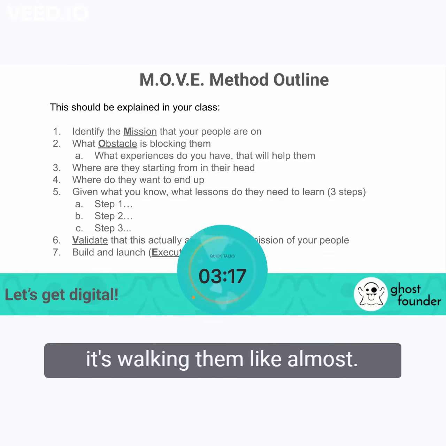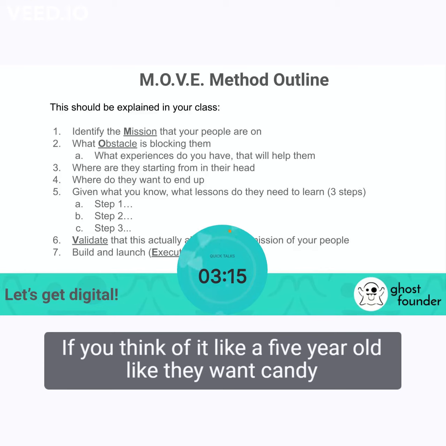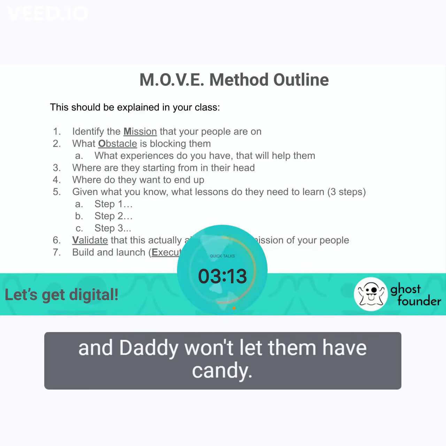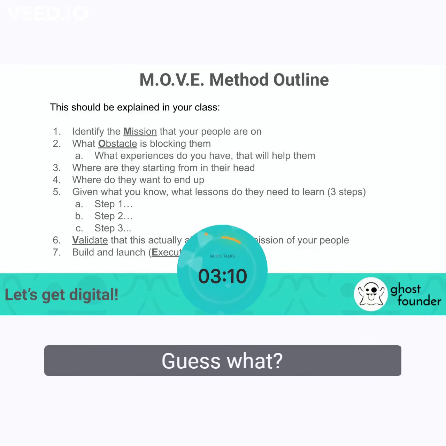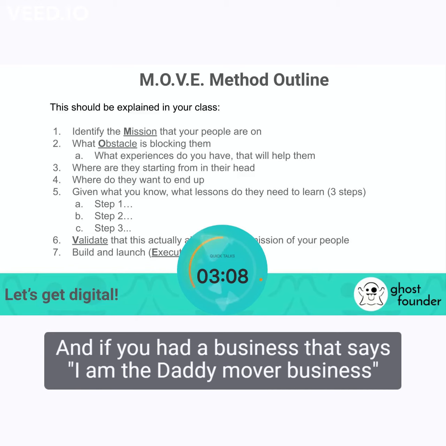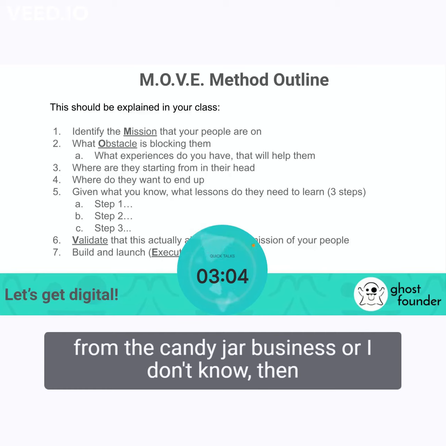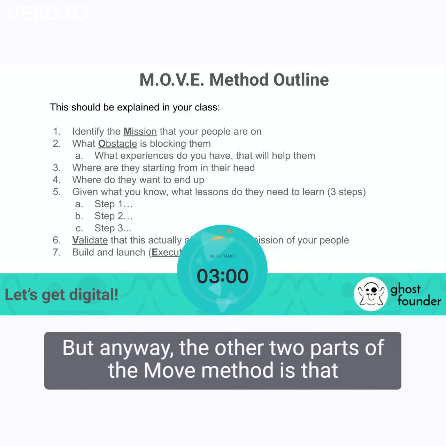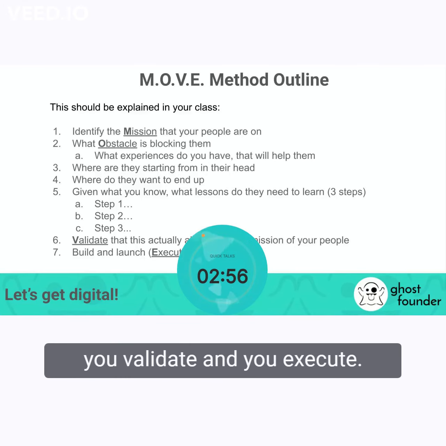If you think of it like a 5-year-old, they want candy and daddy won't let them have candy. Guess what? Daddy's an obstacle right now. And if you had a business that says, I am the daddy mover business from the candy jar, I don't know, then that would work. But anyway, the other two parts of the MOVE method are that you validate and you execute.